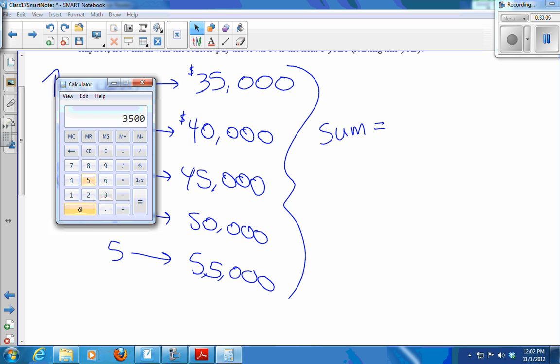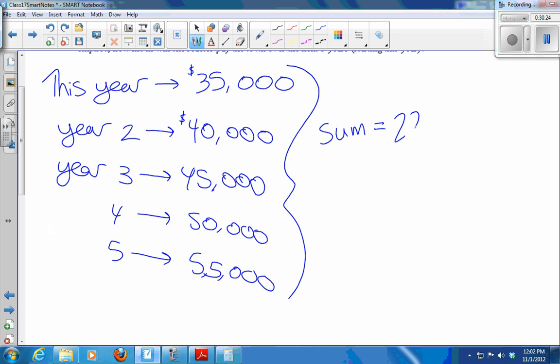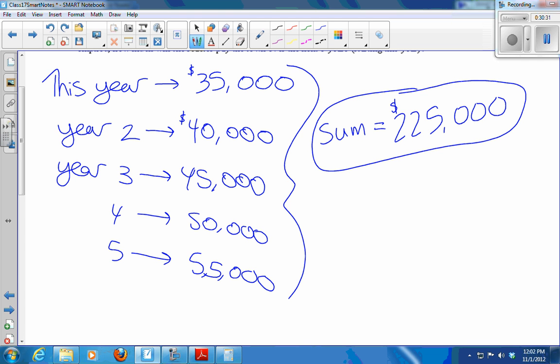So we'll do 35,000 plus 55,000. Multiply by the number of terms I'm adding. How many numbers are in this list? 5. And then divide by 2. And you get 225,000. So over the course of 5 years, the town's going to make $225,000 in taxes from this nuclear reactor.